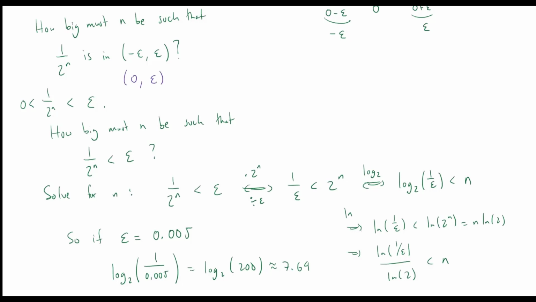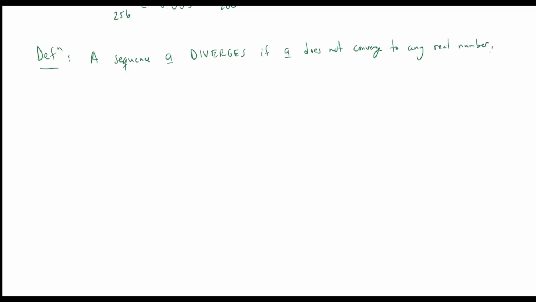So by the way, let's just write this down formally so we have it. Definition: a sequence A bar diverges if A bar does not converge to any real number L, or I'll just say any real number. Doesn't matter what I call it. I could just say a sequence diverges if it does not converge to any real number.